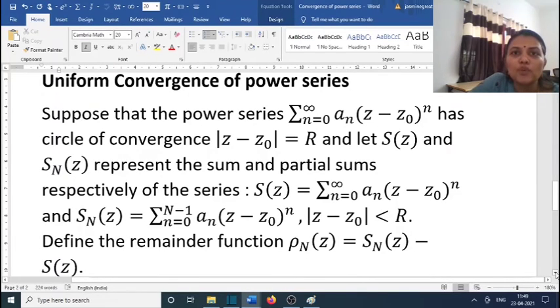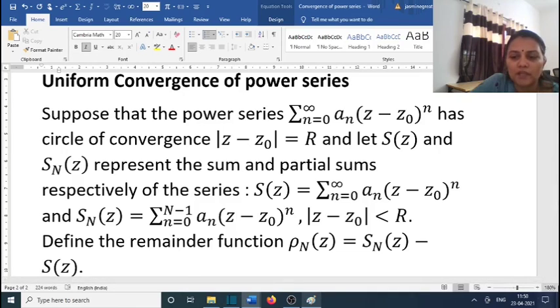Next concept is uniform convergence of power series. We have a power series, the sum from n equal to 0 to infinity of a_n into (z minus z naught) raised to n, and we have a circle of convergence mod z minus z naught equal to R. The sum S(z) represents the sum and the partial sum is S_n(z), that is S(z) equal to the sum from n equal to 0 to infinity of a_n (z minus z naught) raised to n, and S_n(z) equal to the sum from n equal to 0 to n minus 1 of a_n (z minus z naught) raised to n, with mod z minus z naught less than R.